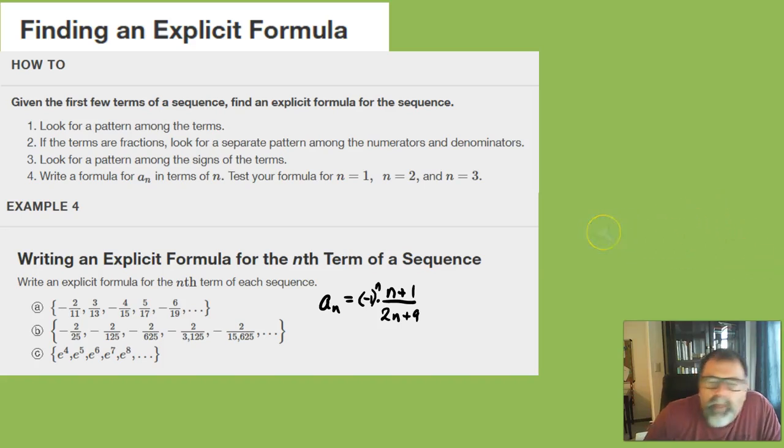All right, so that's A. Now B, let's look at B here. So the top stays the same, so that makes it easy. So for B, a sub n, the top's just going to be 2. So no changing there. Negative, negative, negative, negative, negative, so that doesn't change. So we got that. Now the bottom is 25, which hopefully you're thinking 5 squared, and then this is 5 cubed, 5 to the 4th. So you just have to be able to recognize the pattern there.